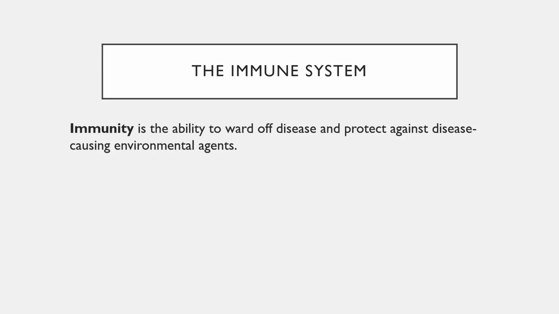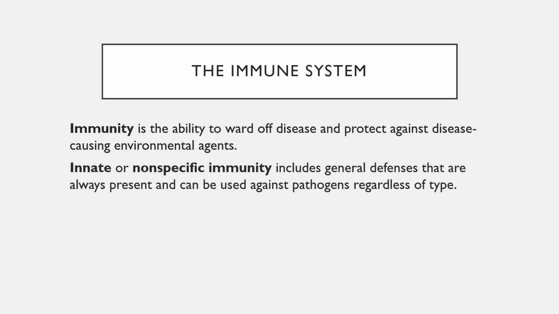There are two different sides to the human immune system. Our innate or nonspecific immunity includes general defenses that are always present in normal, healthy individuals and can be used against pathogens regardless of type. So these are general responses that are not specific to the type of pathogen.